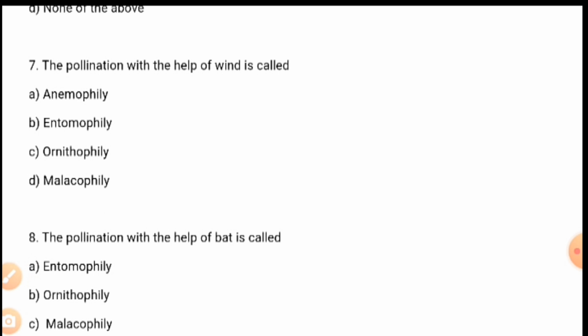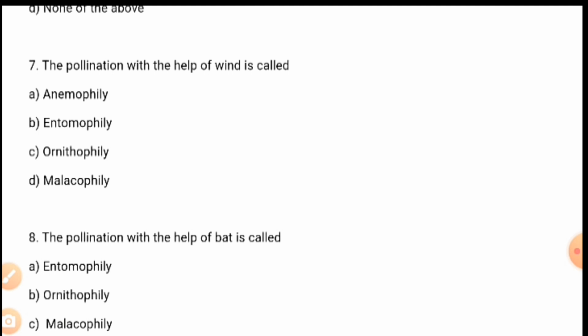Question number 7 is on your screen. The question is, the pollination with the help of wind is called. The pollination may take place by means of several agents. Here the agent is wind. So the options are, option A anemophily, option B entomophily, option C ornithophily, option D malacophily.